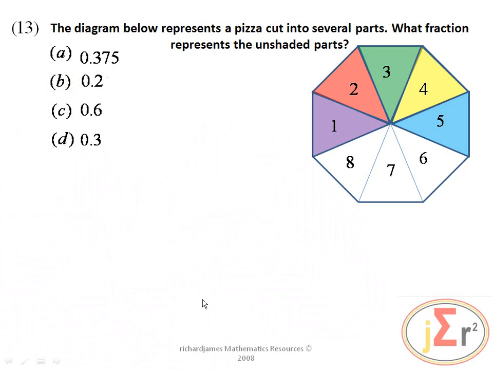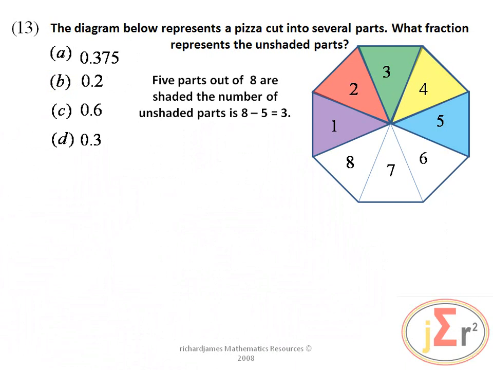The diagram below represents a pizza cut into several parts. What fraction represents the unshaded parts? 5 parts out of 8 are shaded. The number of unshaded parts is equal to, because we have 5 that are shaded already, and we have a total of 8, therefore, the number of parts that are not shaded, and Jerry will say, the number of parts that were not eaten.